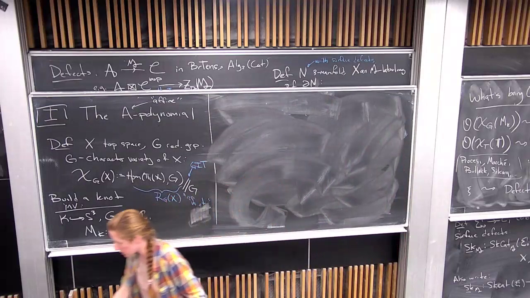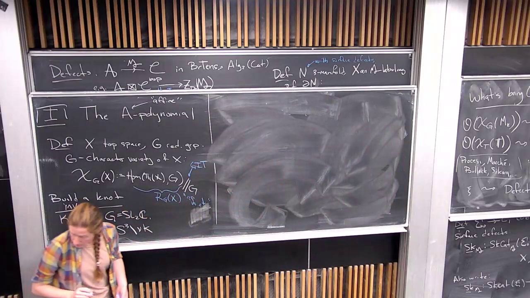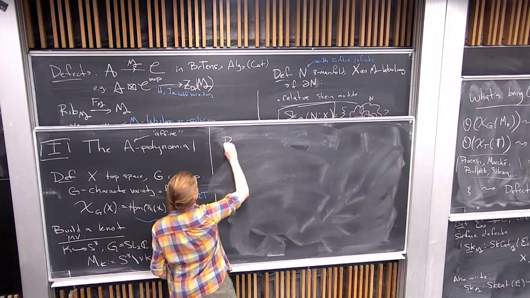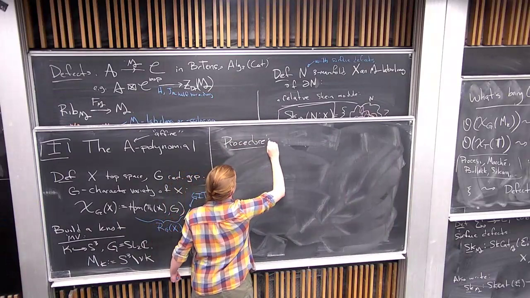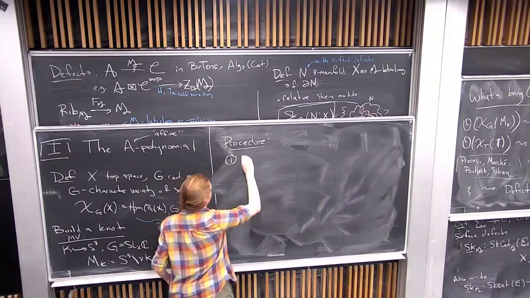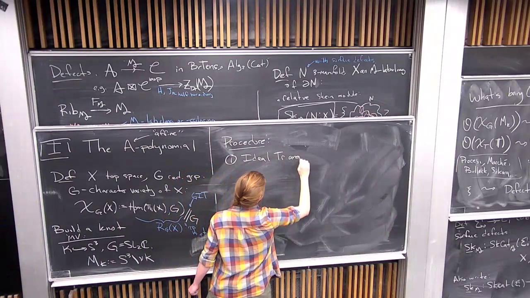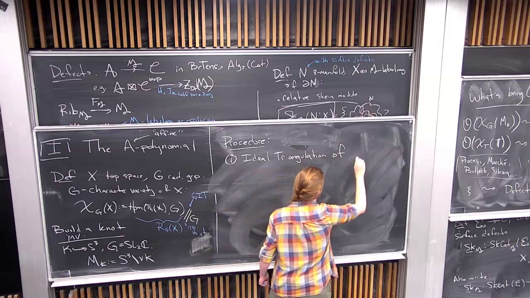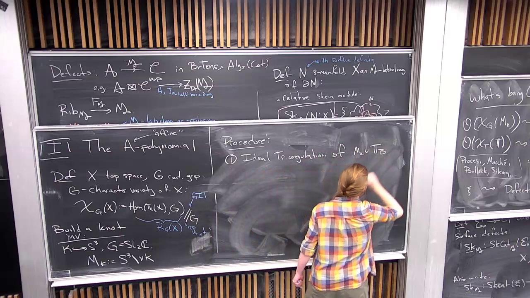So I think I will not go into as many details as I could. So I'll just say, what is the procedure? So the first step is to take an ideal triangulation of this MK with the Bohr's, the defect, the T halo.